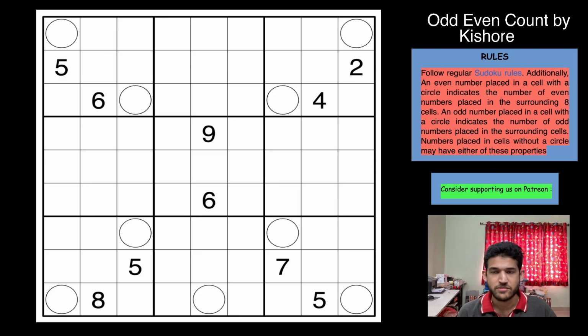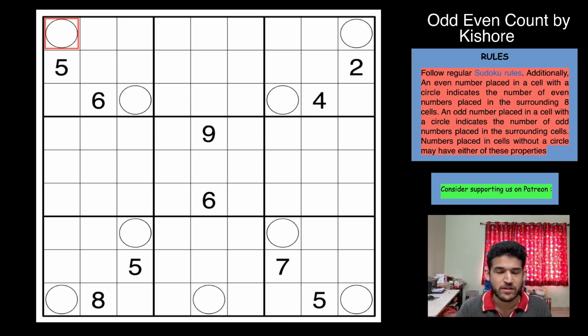Numbers placed in cells without a circle may have either of these properties. So for example, if you have, let's say, 2 here, then this means that in the surrounding cells, so these are the only 3 surrounding cells here, there must exactly be 2 even numbers since you have a 2 here. Suppose let's say you have 1 here. So 1 is odd, which means in these 3 surrounding cells, you must have exactly 1 odd number. So basically the digit in the circle gives you the number of digits of the same parity as itself. So these are the rules. With that, we'll start this Sudoku.